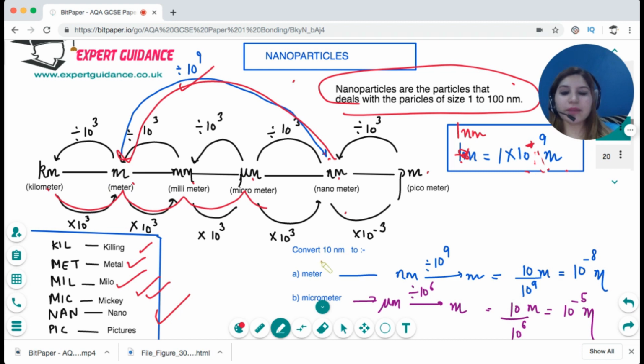For example, convert 10 nanometer to meter. So nanometer to meter is divided by 10 to the power 9. So 10 divided by 10 to the power 9 is 10 to the power minus 8 meter.